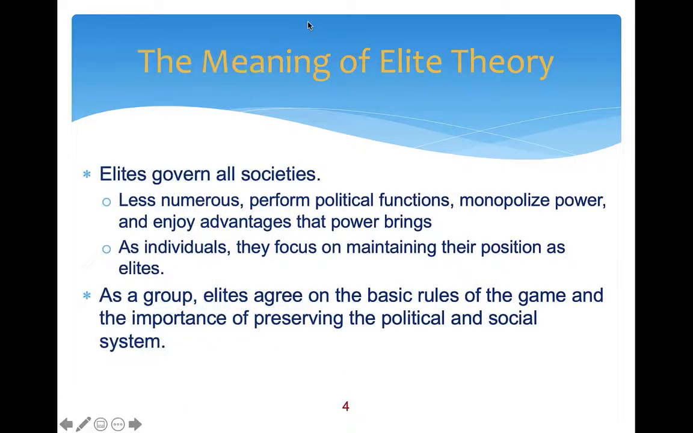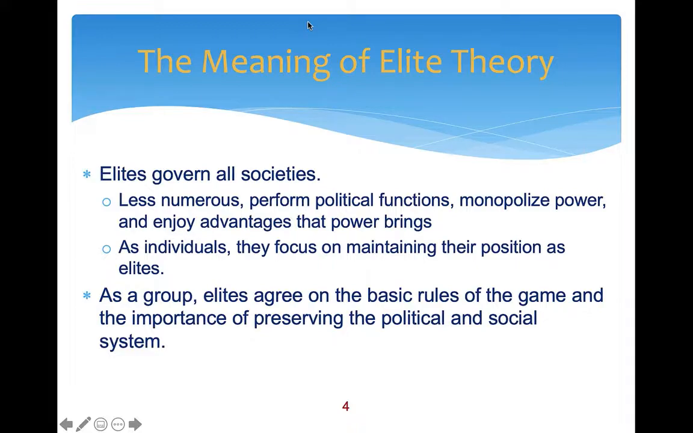So elites will govern all parts of our society. They're going to be small in number and perform functions. They'll monopolize power and enjoy the advantages that power brings to them. Individuals will focus on maintaining their positions as elites. As we know, if somebody is an elite that has not experienced some of the hardships of the real world that many of us have, they might not do so well.